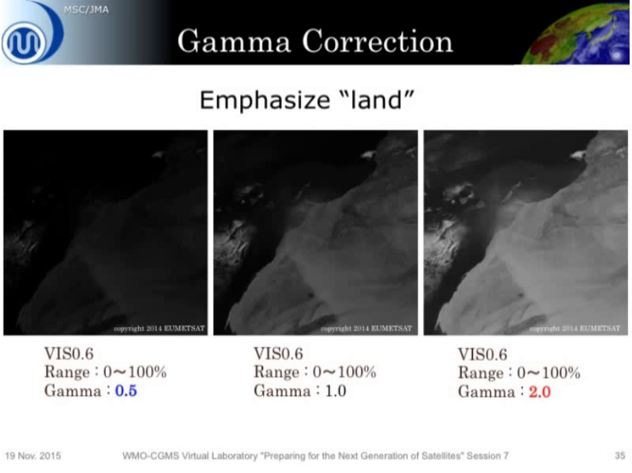This is an example of gamma correction adjustment. These are all visible band images. The middle panel is the normal gradation with a gamma value of 1. In the left panel, the gamma value is set to 0.5, and in the right panel, it is set to 2.